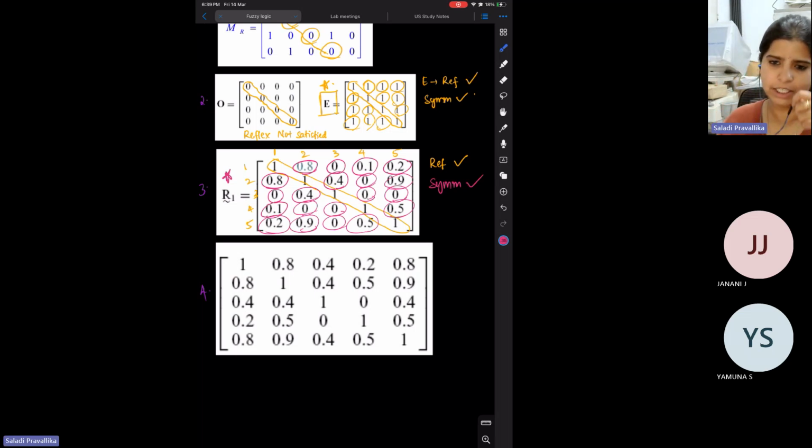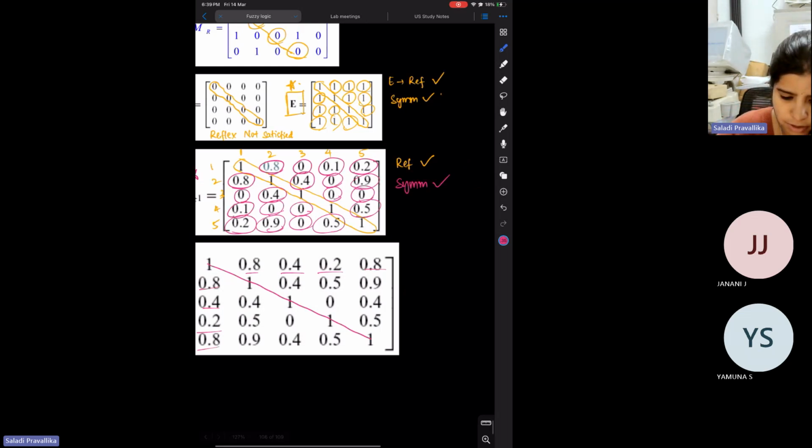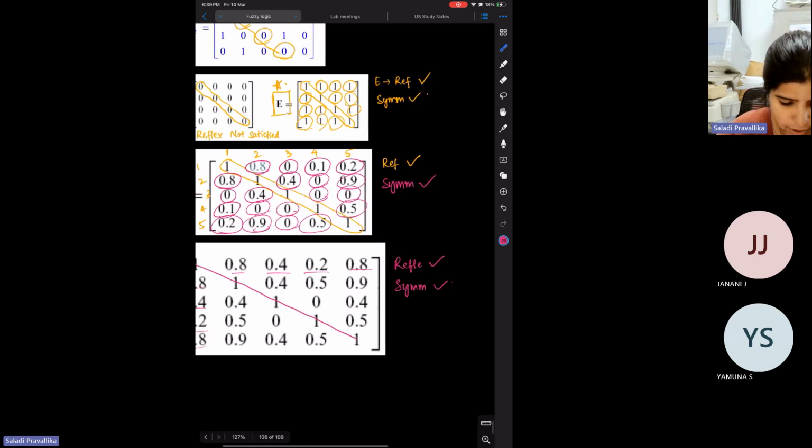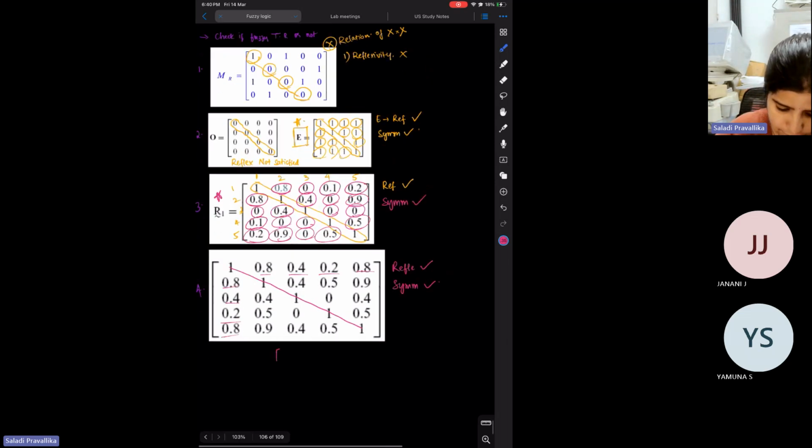Yes. Yes, you are right. So it is an FTR. Right. So we have all the diagonal values to be 1. So the reflexivity condition is satisfied, and then all the pairs in this way are also satisfied. So it is also satisfying the symmetry condition. So the reflexivity is satisfied. The symmetry is also satisfied, right? And hence we call this an FTR.